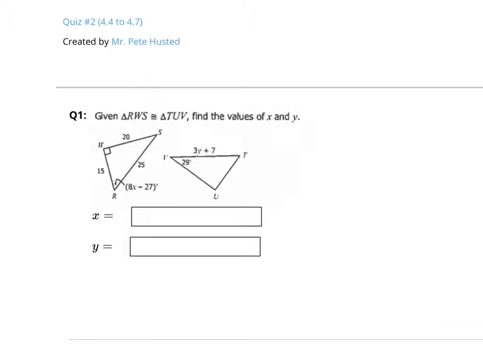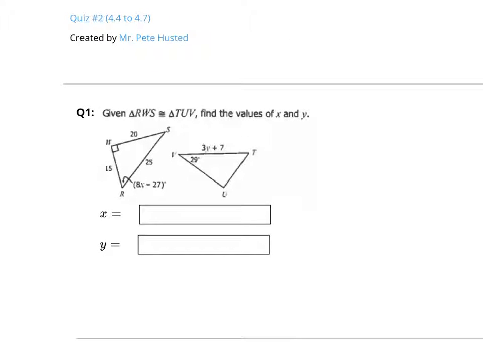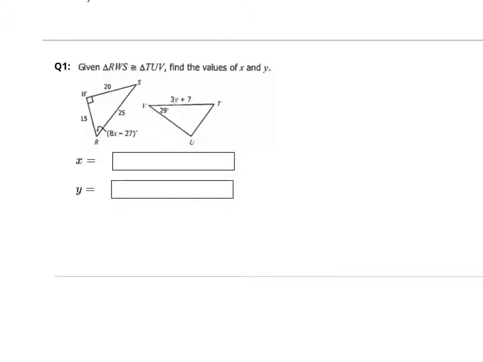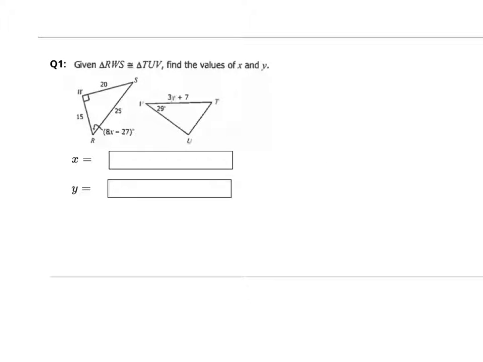Okay. Alright. We want to find the values of x and y. It's really helpful to pay close attention to these letters. These will help you a ton. So for x, it's angle R. It's 8x minus 27. So you're going to set it up as 8x minus 27 equals.